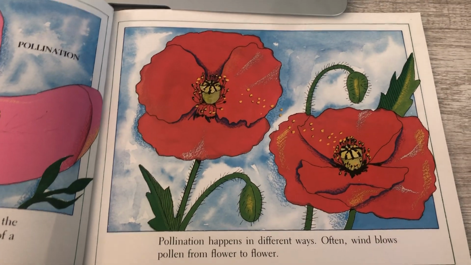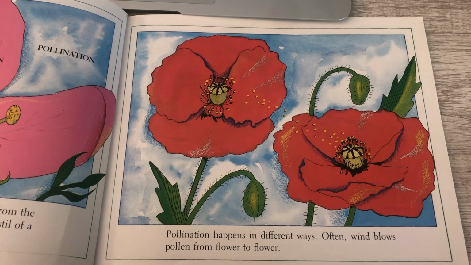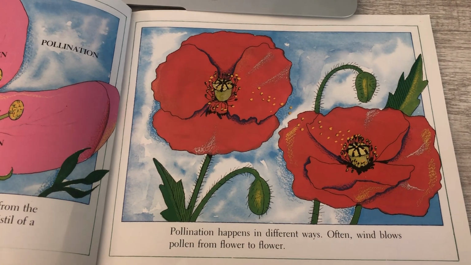Pollination happens in different ways. Often wind blows pollen from flower to flower.